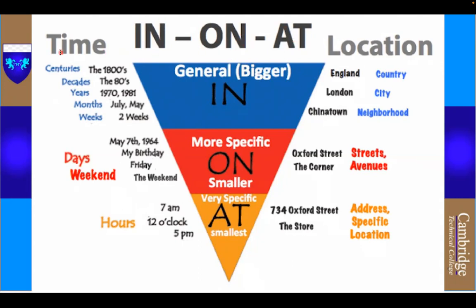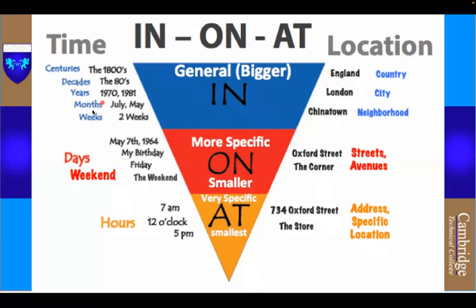We also use in for centuries, like the 18th century, in the 18th century. We use it for decades, so we say in the 90s, in the 80s. And also we use it for years. I was born in 1992. In 2005 I traveled to Turkey, in 2007, something like that.